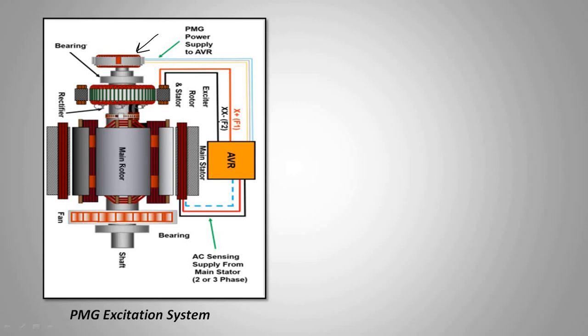The main alternator requires a DC supply, and that DC supply is obtained from the main exciter. If we control the main exciter DC output, then we can control the main alternator generating output voltage. That is taken care of by the AVR. This AVR senses the actual voltage at the main stator, and by using the AC power from the PMG, it keeps the output voltage constant irrespective of the loading conditions of the generator. So this is the actual diagram of a PMG excitation system.